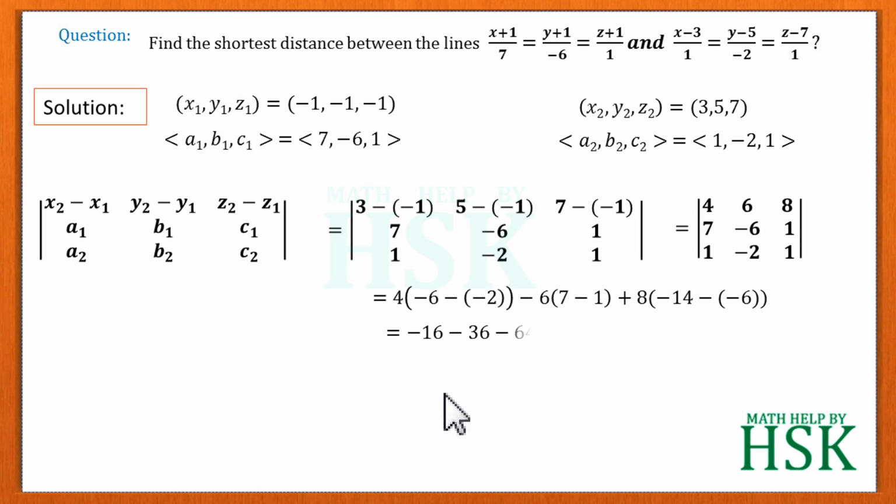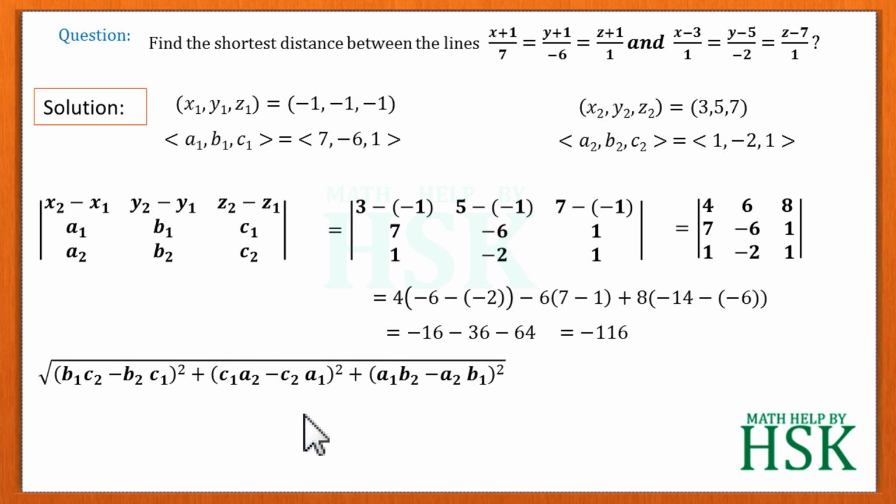So this will give us: inside the bracket it is -4, so I'm going to get -16. This will be -6 outside, so I'm going to get -36. This will be 8 into -8, which would be equal to -64. The total is -116, right? Now we are going to calculate the value of this expression.